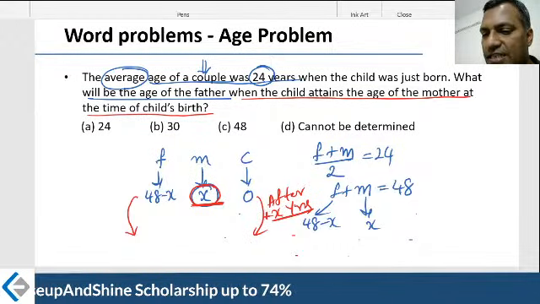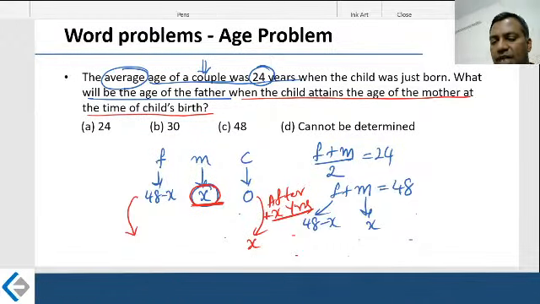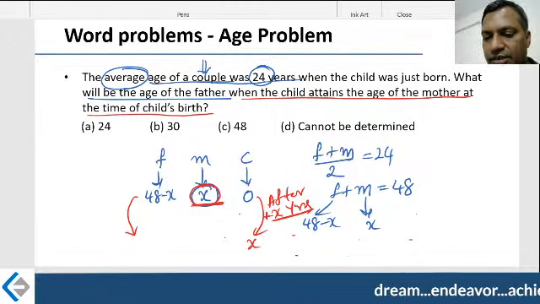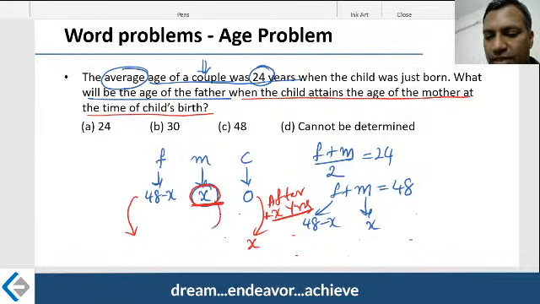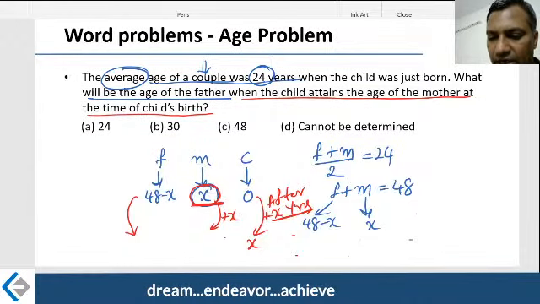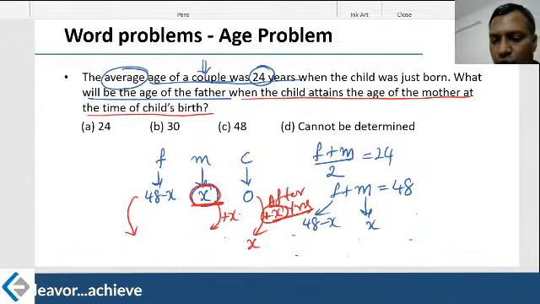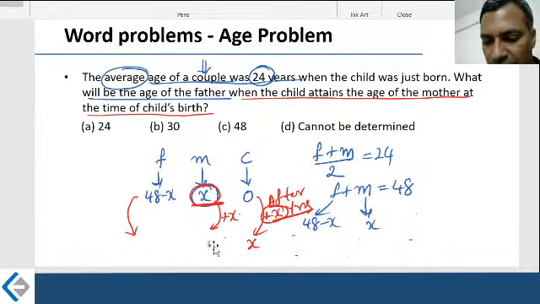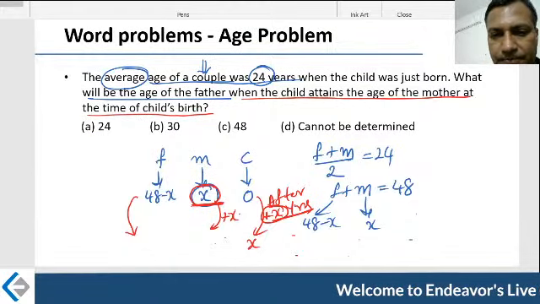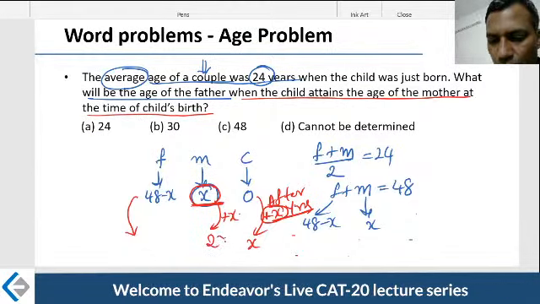Therefore, what is the age of the child after x years? It is going to be x years, which means everyone is growing older by x years. Or assume that after 10 years, I should add 10 years to each one of them, but I don't know what that is, so x years. After x years, the mother also will be growing older by x years. Therefore, the mother's age will become 2x years.